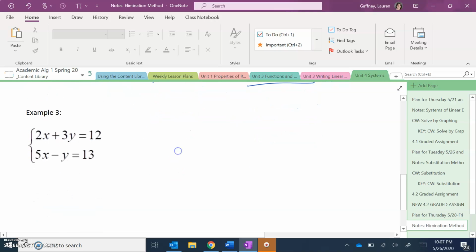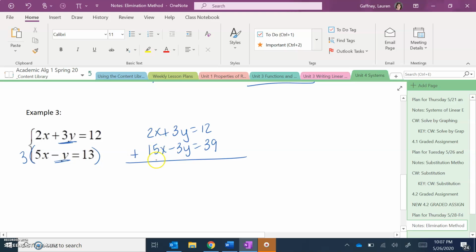Okay. Now notice here, nothing cancels as it is. But this is a positive 3y and this is a negative 1y. Wouldn't it be really, really nice if this were a negative 3y? So to get that to happen, let's multiply this entire bottom equation by 3. So leave the top one alone. Okay, this would be 15x minus 3y equals 39.